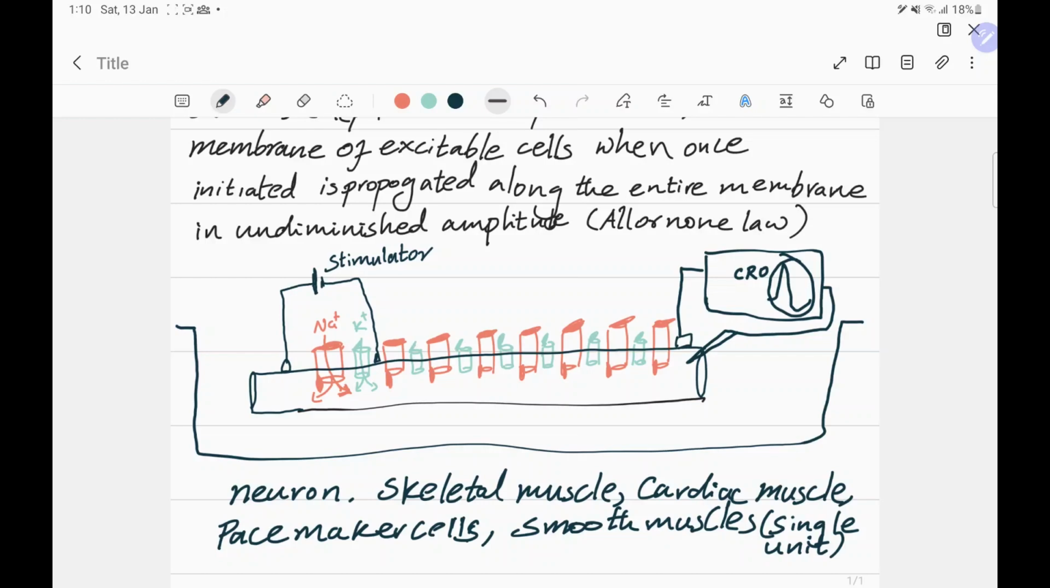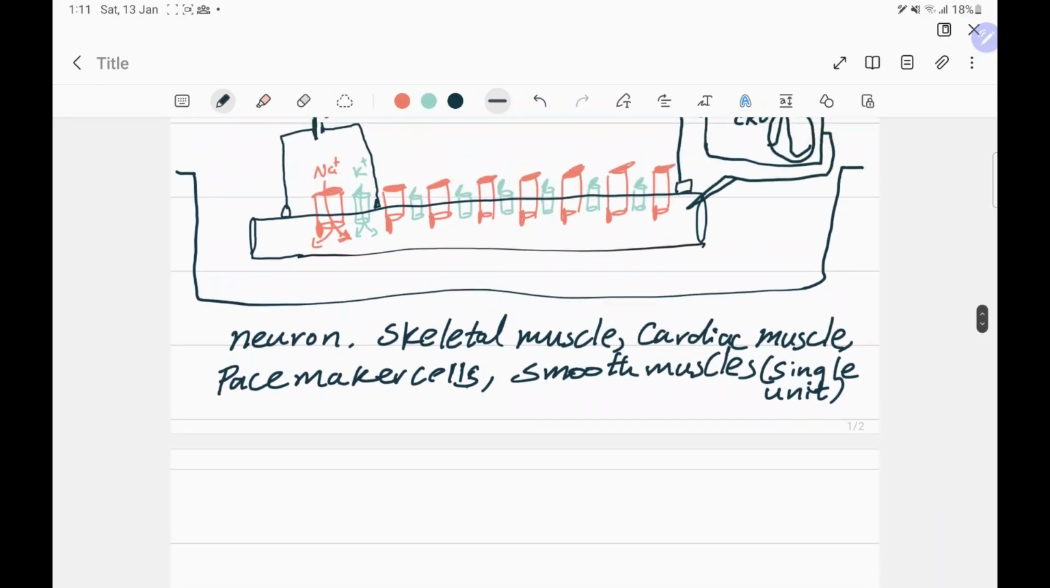They have gap junctions that connect them to each other. So if you stimulate one, the electric signal will be transmitted to the other cells. So these kinds of smooth muscles, which are known as single unit or unitary smooth muscles, are usually seen in the GIT, in the gut over there.